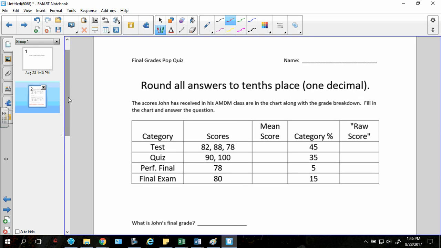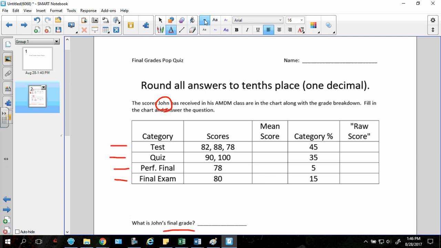All right, so this first one is about John. John has received his AMDM grades, and we had 3 tests, 2 quizzes, 1 performance final, and 1 final exam. We're trying to figure out John's final grade. The way we do that is, we had 3 tests: 82, 88, 78. I'm going to add them up and divide by 3, and I get 82.7. I'm going to just type it in rather than write it in.